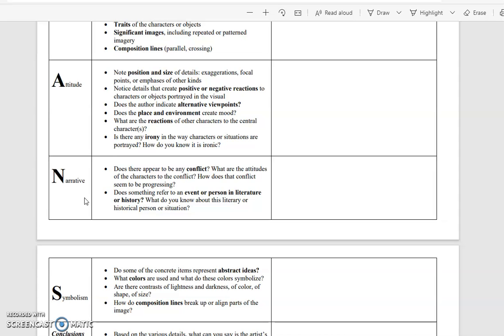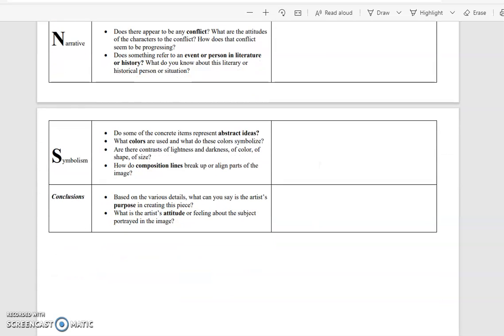Does something refer to an event or person in literature or history, essentially an allusion? What do we know about this? Is this supposed to parallel another time or another place? Remember, an allusion makes us call back previous knowledge we have. Is that what the visual argument is doing?